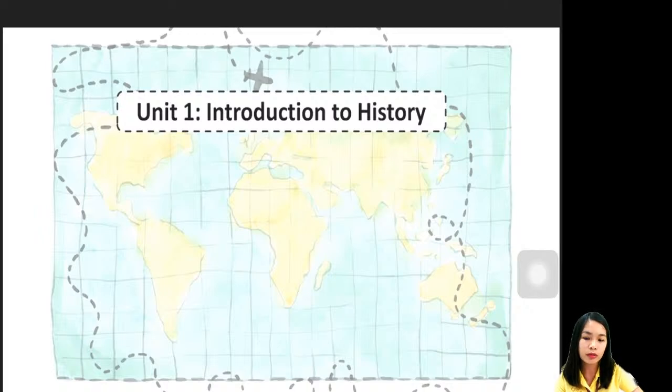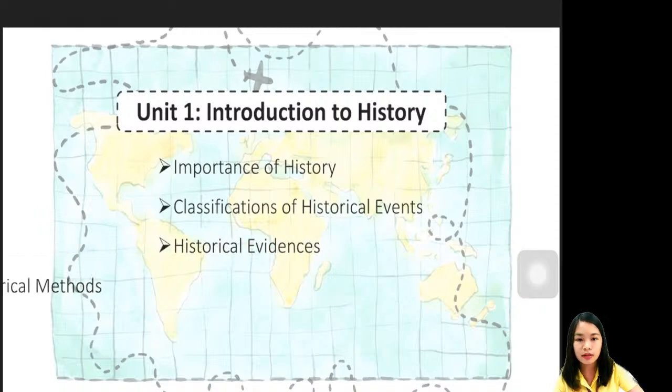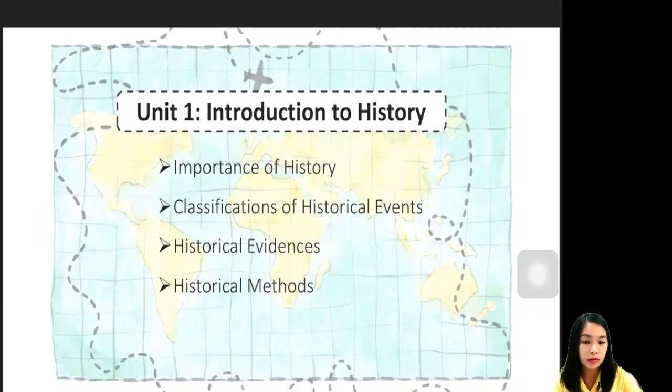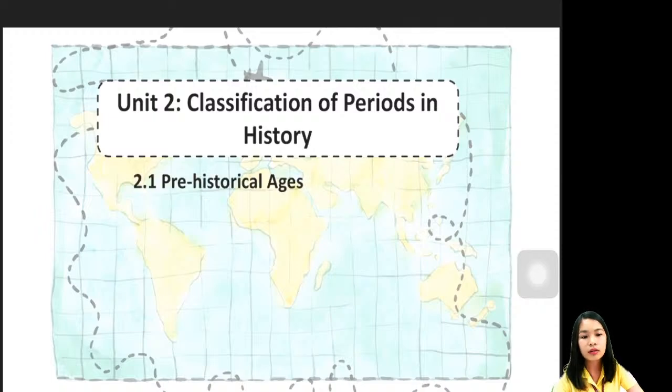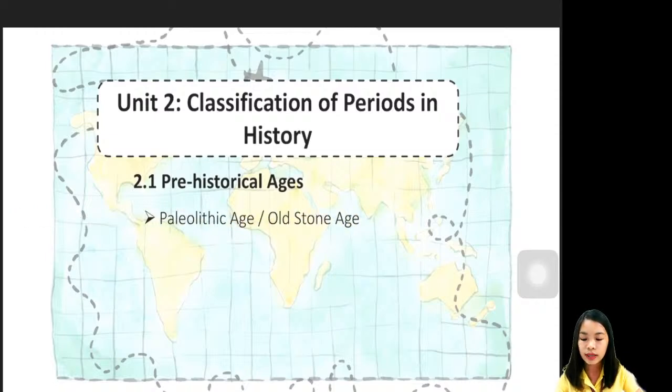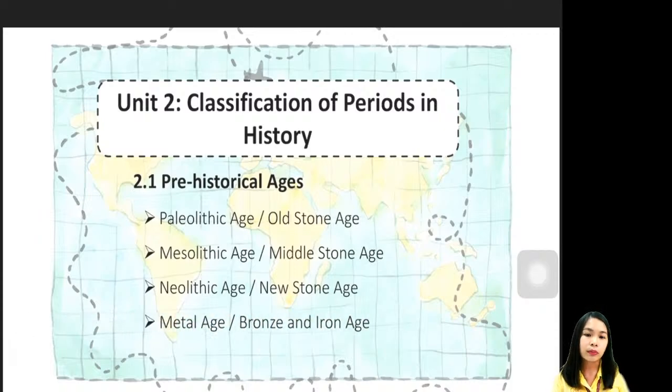If you want to take down notes on our lessons, you can do so. In Unit 1, we're going to talk about the importance of history, classifications of historical events, historical evidences, and historical methods. Those are the topics included in Unit 1 about the introduction to history. Then we have Unit 2, classification of periods in history. There are two classifications of periods in history. The first one is the prehistorical ages. What are the periods in the prehistorical ages? We have the Paleolithic Age or the Old Stone Age, the Mesolithic Age or the Middle Stone Age, the Neolithic Age or the New Stone Age, and the last period we have the Metal Age or the Bronze and Iron Age.